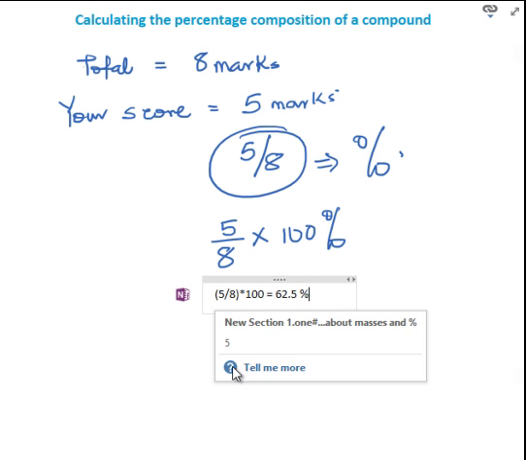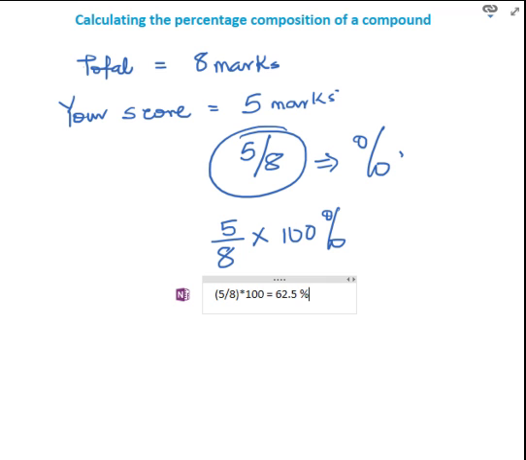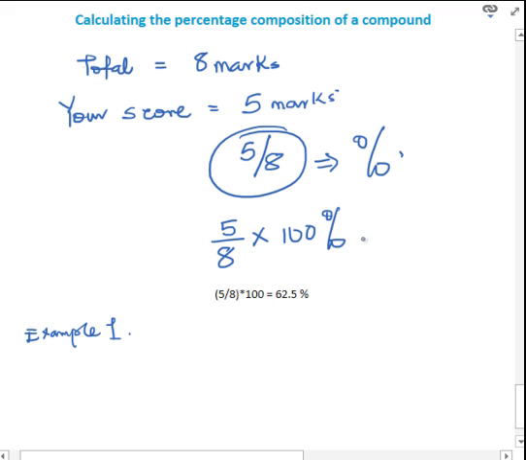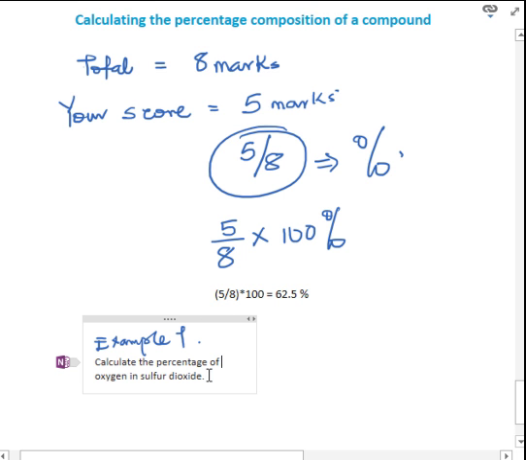So, percentage composition of a compound, as I mentioned earlier, tells you how much of each element it contains as a percentage of the total mass. You have the total mass, and you want to express the content in percentage. So how do we do that? Let me start from a very simple example. I call this Example 1. The question says: calculate the percentage of oxygen in sulfur dioxide.